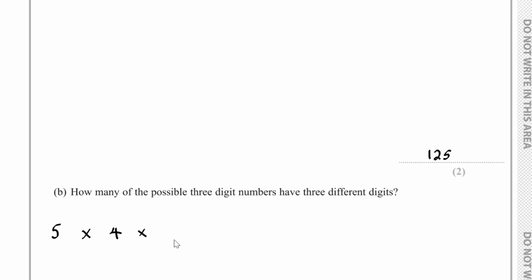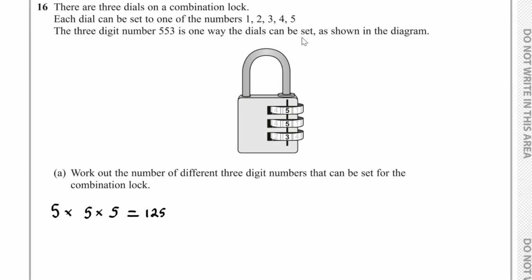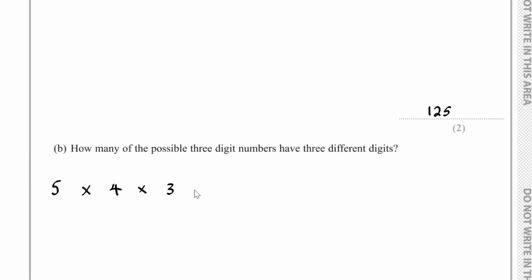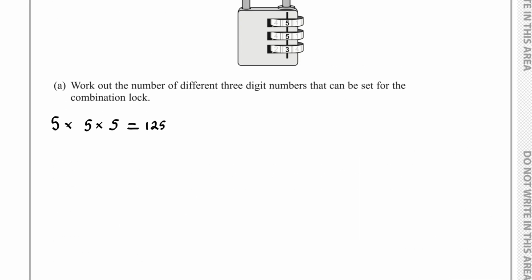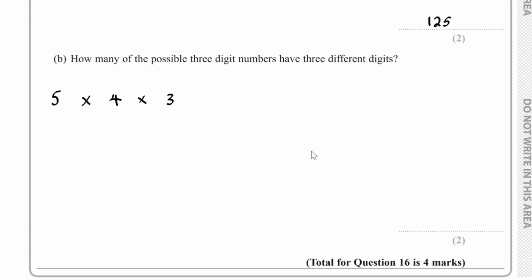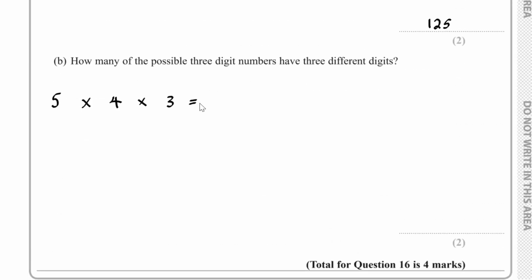And for the third dial, if I've chosen 2 numbers, let's suppose I've chosen the number 1 and the number 4, there's 3 numbers remaining, and therefore I've got 3 different ways of selecting those numbers. Okay, so in conclusion, multiplying those together, we end up at 60. So there's 60 possible ways.